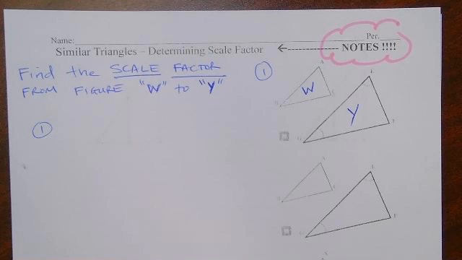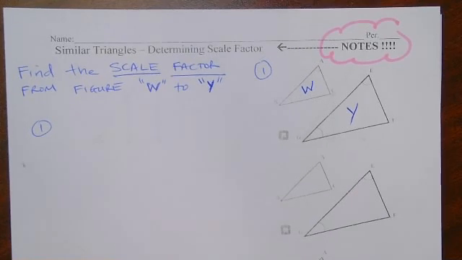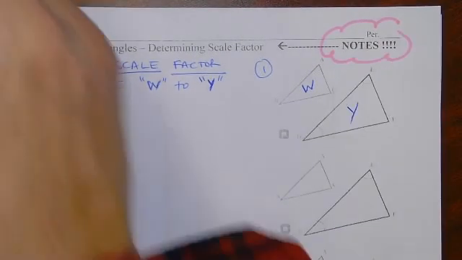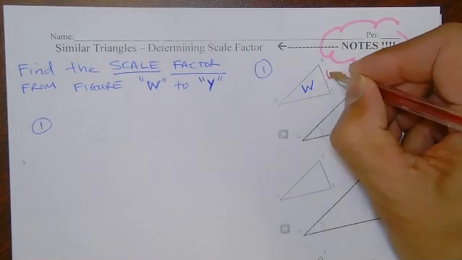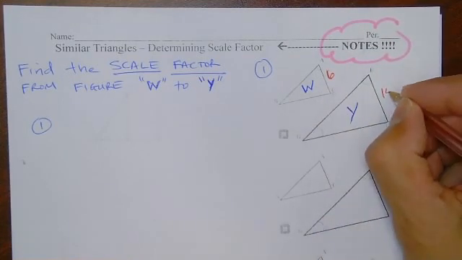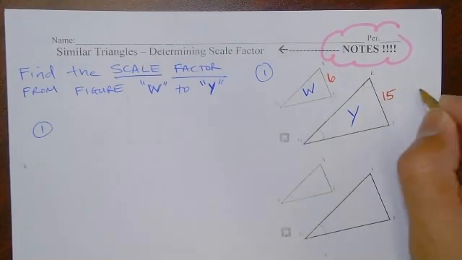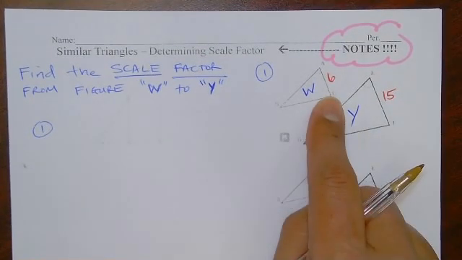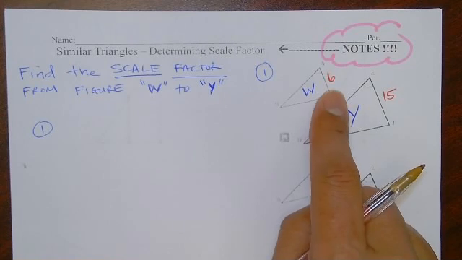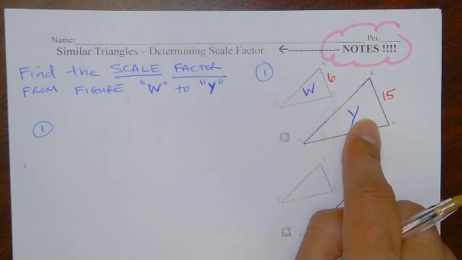Okay, let me put some numbers here. For number one, why is this one easy? Because they're already separate. They're similar triangles, they're facing the same way. Okay, what if I tell you that this side right here is 6 and this side is a 15? Does everybody agree it's going from small to big, from W to Y?